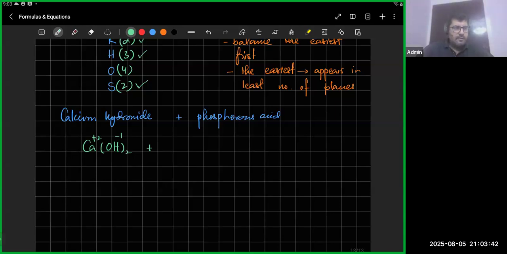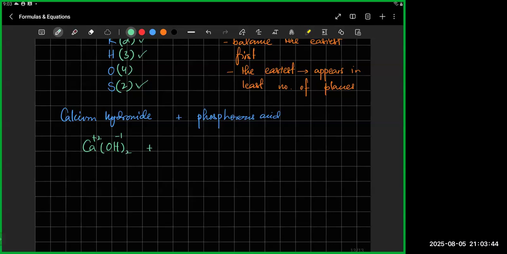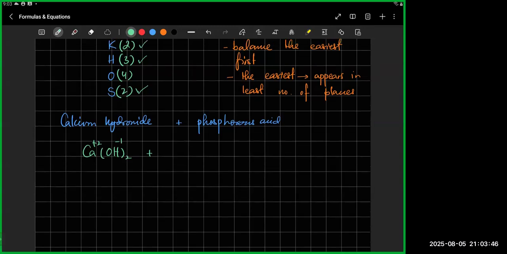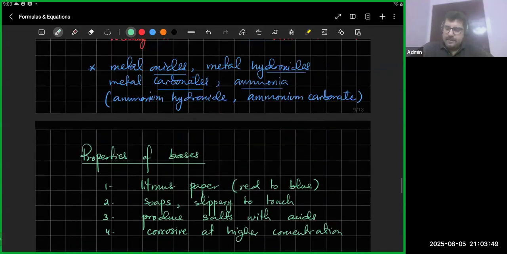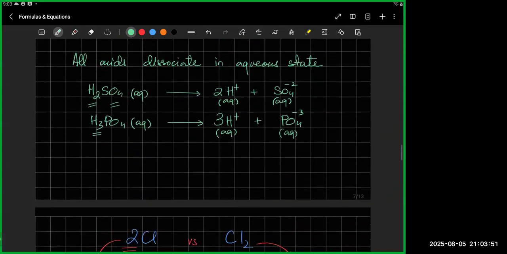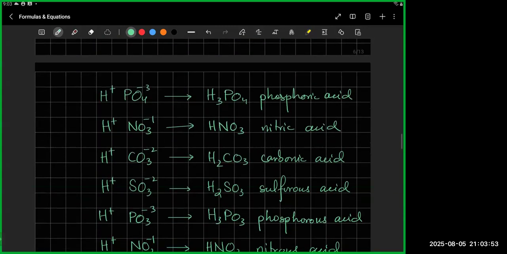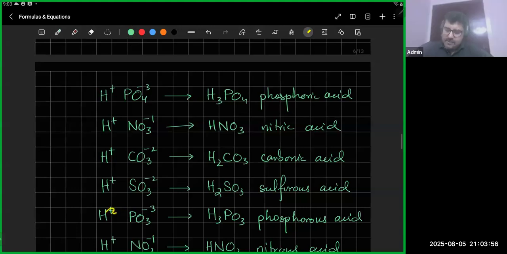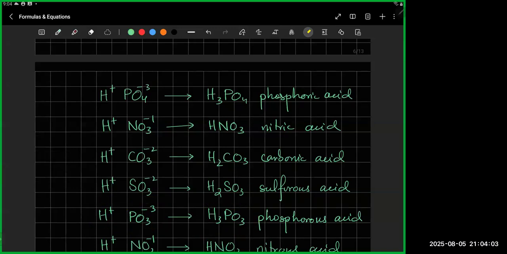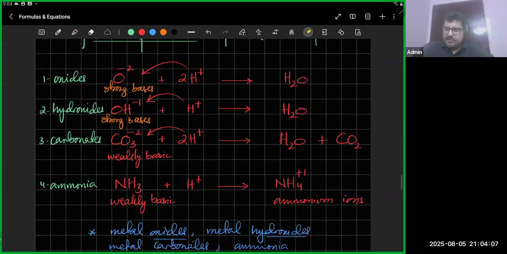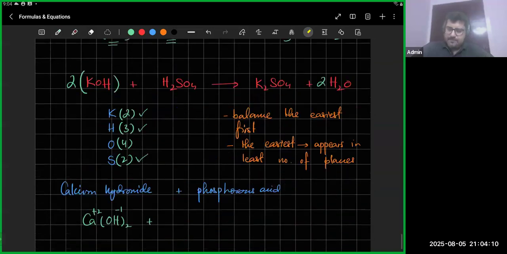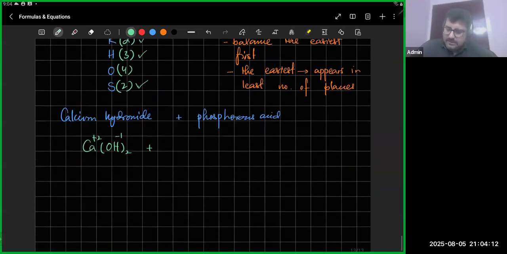Phosphorus acid. H3PO3 होता है सर। ठीक है, वो जाके देख भी लेते हैं क्या है. अच्छा, phosphorus acid is when H+1 combined with PO3 -3 and you did crisscross, it came out to be phosphorus acid, which is H3PO3. So it is H3PO3. अच्छा H3PO3.